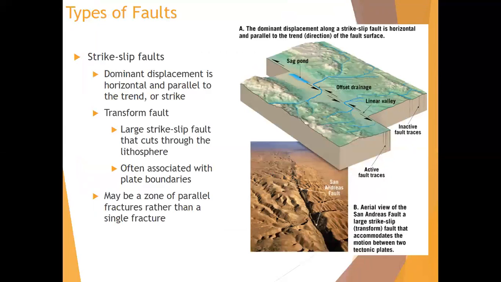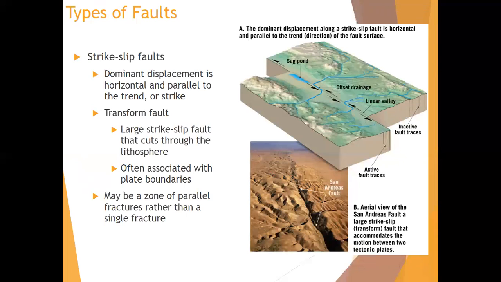We can also have strike slip faults. If you're thinking, once again, wait a minute, we talked about these already with earthquakes, you're correct, we did. In a strike slip fault, the strike is the fault surface. Your dominant displacement is horizontal and parallel to that strike. So things are going to be moving past each other as opposed to away from or into each other.